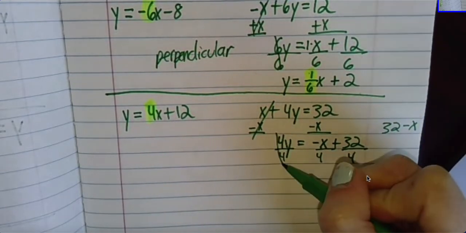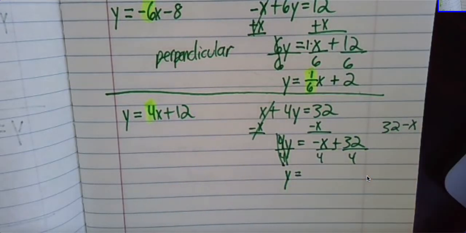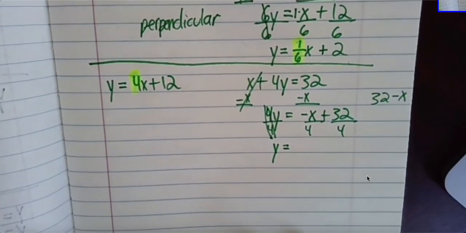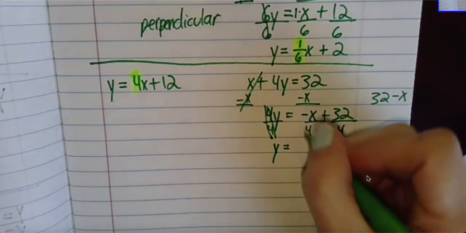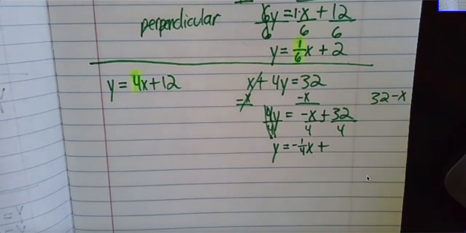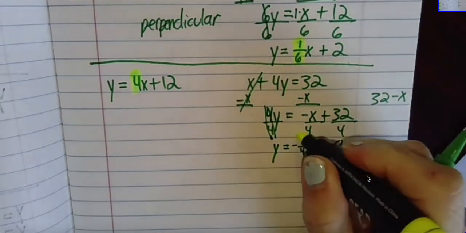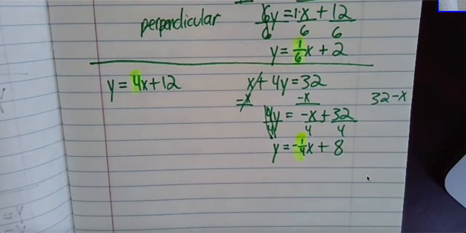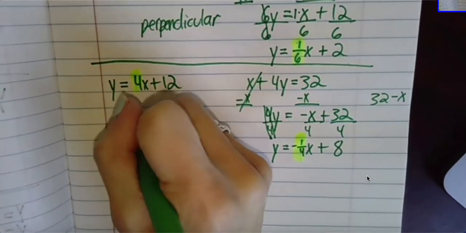So my 4's cancel out here, which is what we wanted. And then on this one, what is that number with the x? It's negative 1/4, right? There's an understood 1 there. So I have negative 1/4 x. And what's 32 divided by 4? 8. But the number that I cared about was that one right there. What do I notice about those? They're opposite and reciprocals. It has to be both. So they are perpendicular.